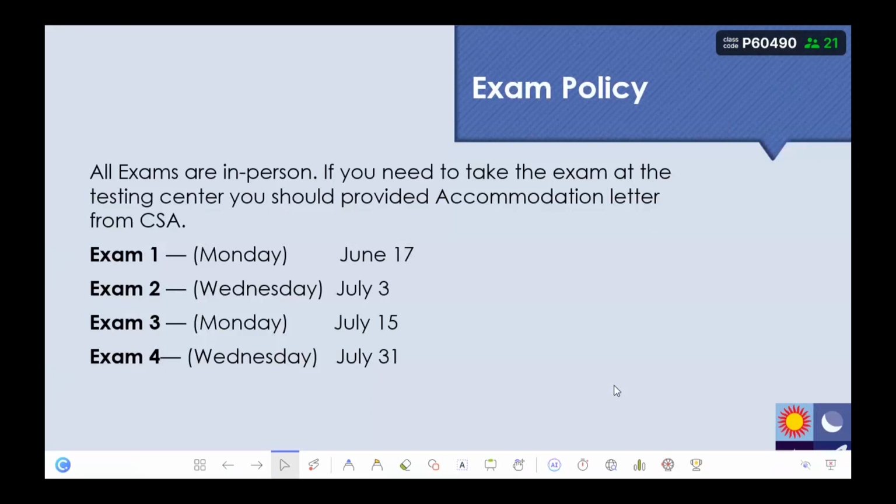Any question? Yes. How long are the exams? The entire class. You know, it depends. Okay, so it is gonna be almost 2 hours. Almost 2 hours. Okay. 120 minutes.